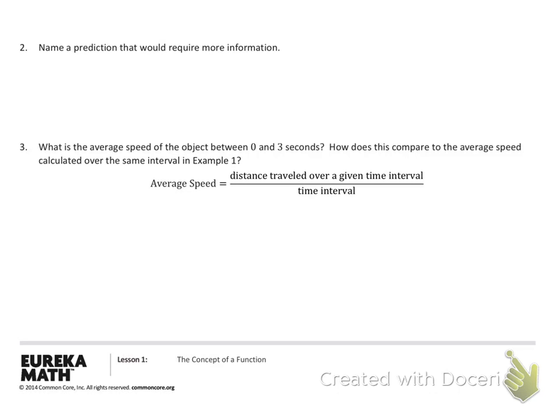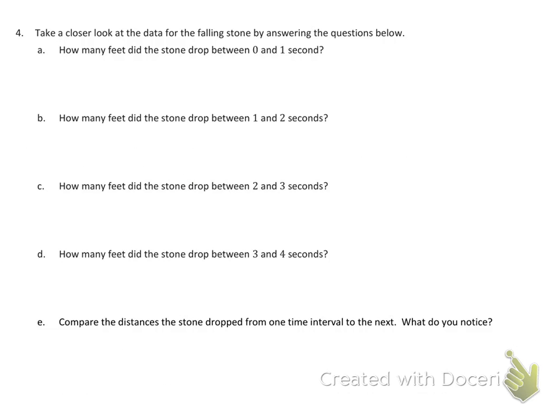In number 3, you're going to start calculating average speed for different intervals. This is the formula for average speed, right? It's your total distance traveled in a given amount of time divided by the time interval. So however far I went in 3 seconds divided by 3 would give me my average speed. You're going to be doing that over different intervals: how many feet did the stone drop between 0 and 1 seconds, between 1 and 2, and so on, and comparing those.